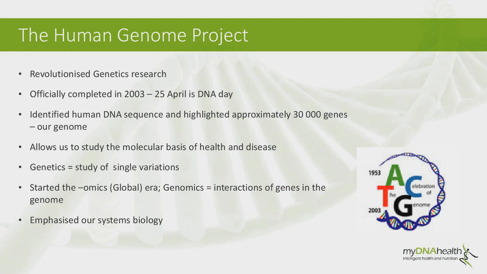So from this, we've identified the human DNA sequence, which is amazing to have and is a great resource, available online. It really highlighted approximately 30,000 genes, which is our genome. So our genome is the global manifestation of our genetics. We were a little bit disappointed with this because wheat, for instance, has maybe 60,000 genes. So we are pretty low in the gene stakes.